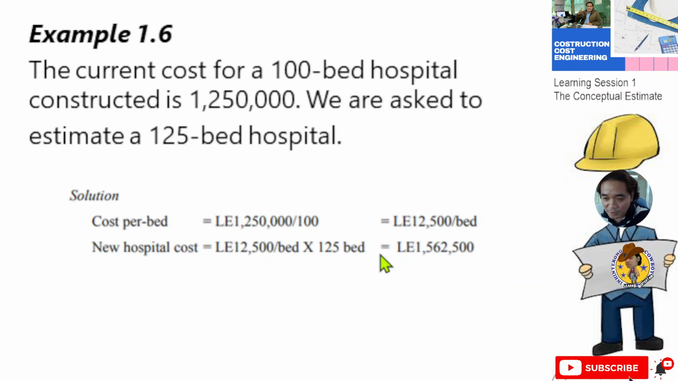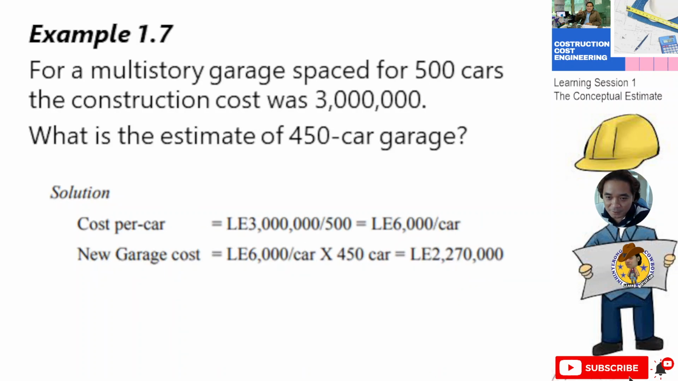Okay, so then this will be your conceptual estimate. For a multi-story garage with space for 500 cars, the construction cost was 3 million. What is the estimate for 450? Same thing: you have to get the unit cost, 3 million divided by 500. Then you have the unit cost from a previous project, 6,000 per car. For your new garage, just multiply 6,000 by the number of cars. Then you have a new estimate of 2.27 million.